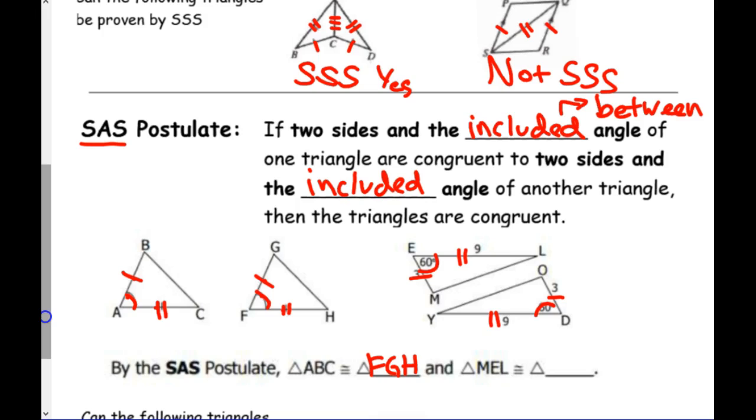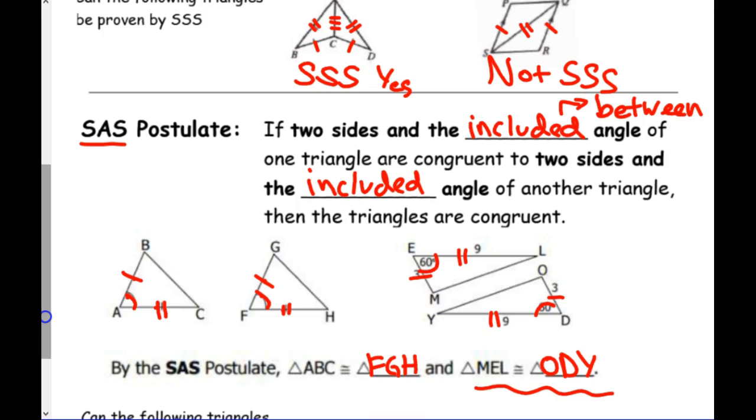Now over here, MEL is corresponding and congruent to what? Not DOI. It kind of has been rotated. So M goes with O. So O, D, Y. So again, it's been rotated. Like a beautiful melody.